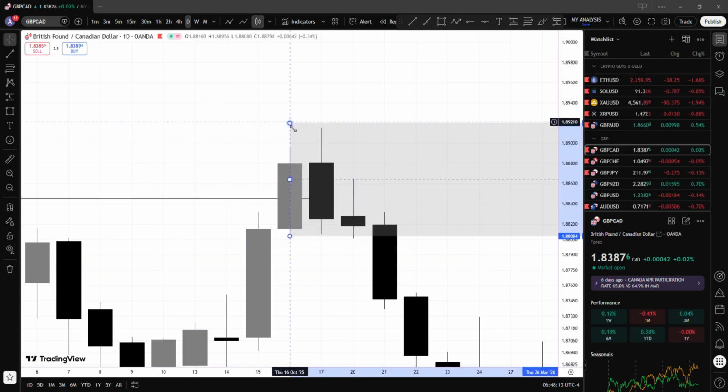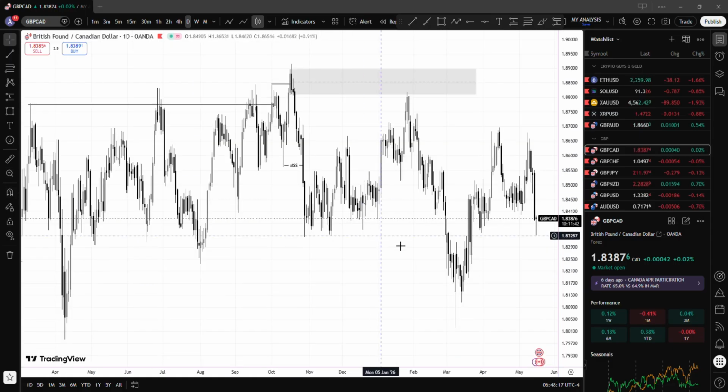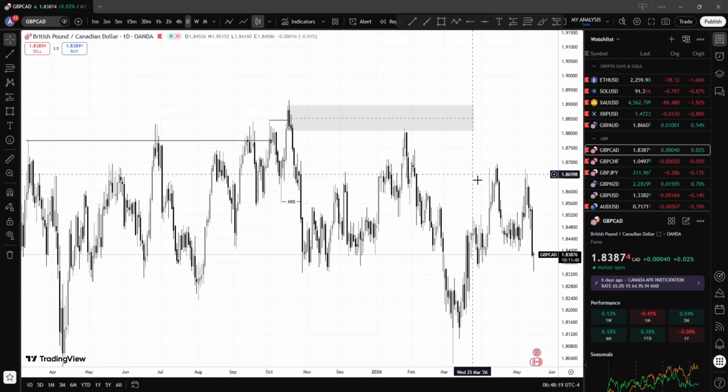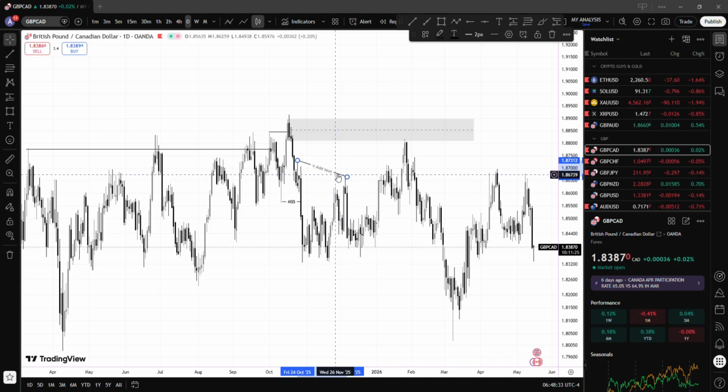Good, better. All right, this is what I have now. A pullback before or after a break of structure is liquidity. Yeah, I have a pullback before this break of structure. I have a pullback after this break of structure. All of these, they are all liquidity. What is liquidity? It's money, okay?